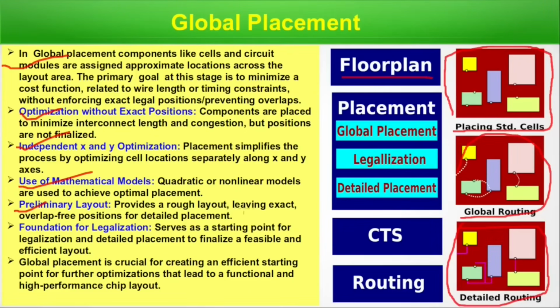Preliminary layout: it provides a rough layout, leaving exact overlap-free positions for detailed placement, and is the foundation for legalization, serving as a starting point for legalization and detailed placement to finalize a feasible and efficient layout. Global placement is crucial for creating an efficient starting point for further optimization that leads to a functional and high performance chip layout. So global placement is basically the starting point. After that, legalization will happen. The cells or the modules will be arranged in grids along rows, and then power connections will be done. More fine tuning of connections will be done. So this global placement is the starting point. Now legalization.